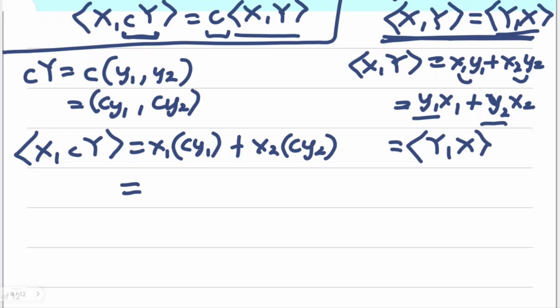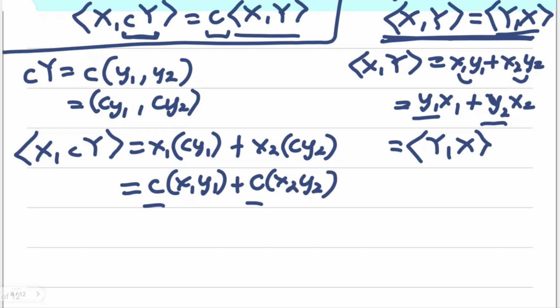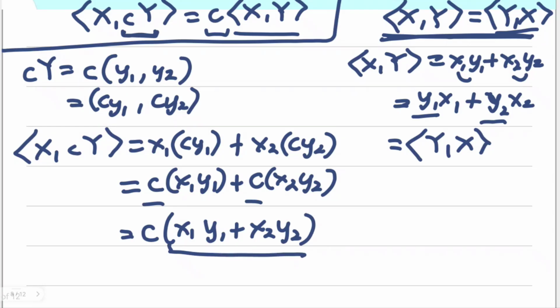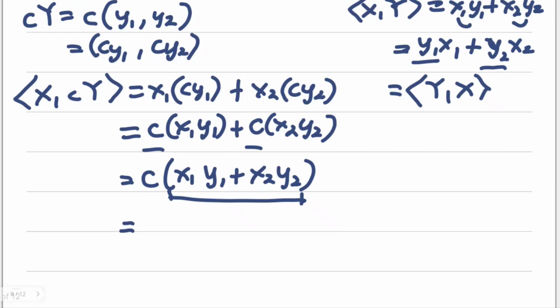I would like to rearrange all of this starting with C here because these are now real numbers. We can simply use the commutative property and you will have here x sub 1, y sub 1 plus the same C, x sub 2, y sub 2. Since we have a common factor here, factoring out C, you have C times x sub 1, y sub 1 plus x sub 2, y sub 2. And what is this? This is actually the inner product of the vectors x and y. That's actually C times the inner product of x and y.